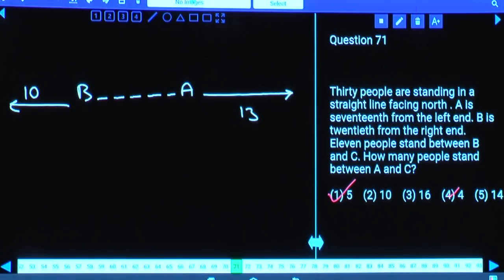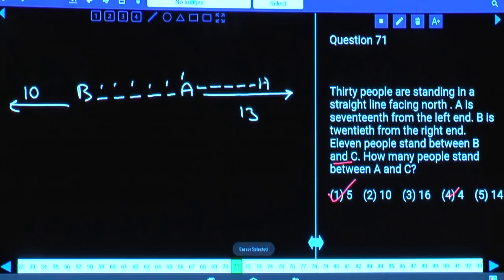Now between B and C, how many persons are there in between B and C? Between B and C, 11. Now 1, 2, 3, 4, 5, 6 persons were already there, then 7, 8, 9, 10 and 11. Isn't it? 11. Then A will be here. Sorry, C will be here.